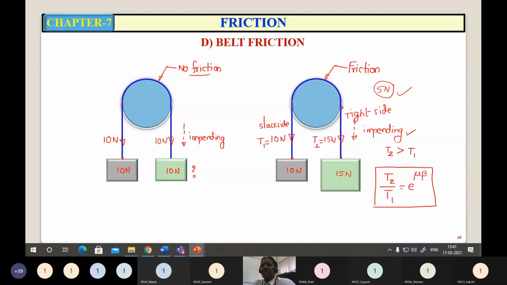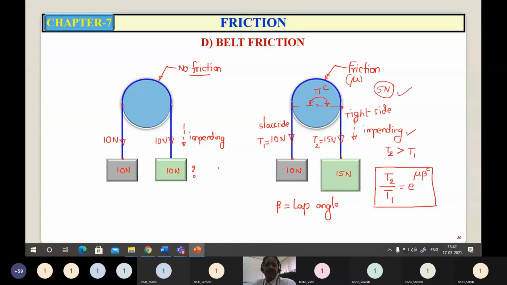What is T2? Tight side tension. What is the tight side? It is the side in which there is an impending motion. T1 is slack side tension. Mu is the coefficient of friction between the belt and the drum, whereas beta is the lap angle. It is the angle of contact of the belt with respect to the drum. In this particular case, what is the lap angle? 180 degrees or pi radians. So in the formula, here beta is the lap angle in radians, remember. So this portion of the belt is in contact with the drum, making an angle pi radians with respect to the center, that is the lap angle.